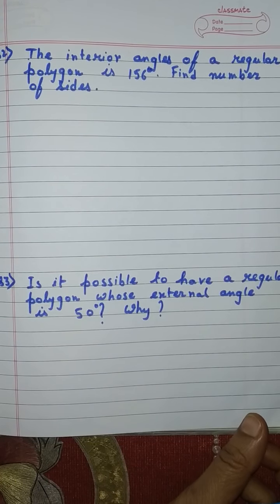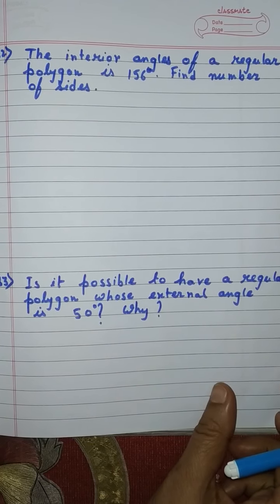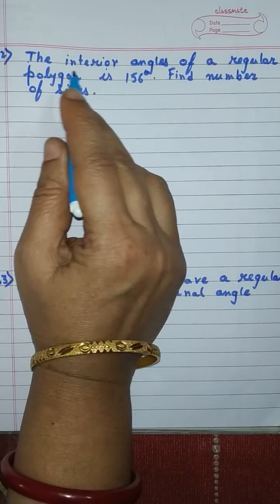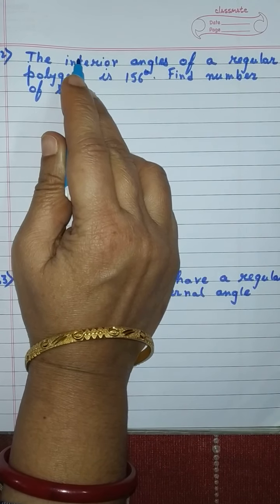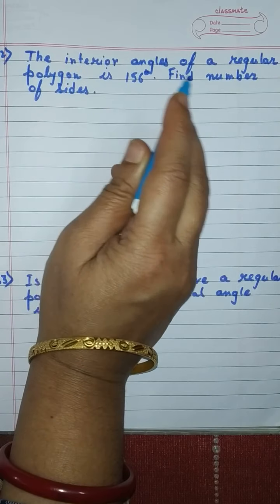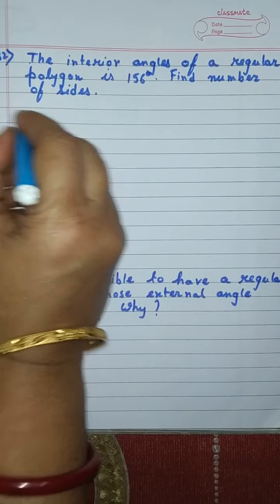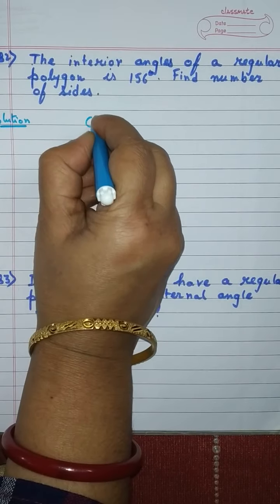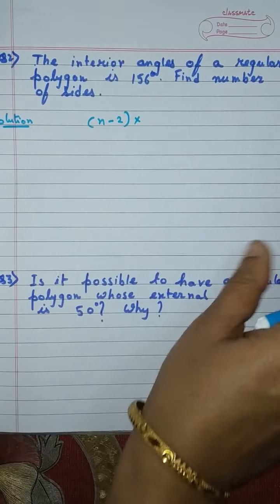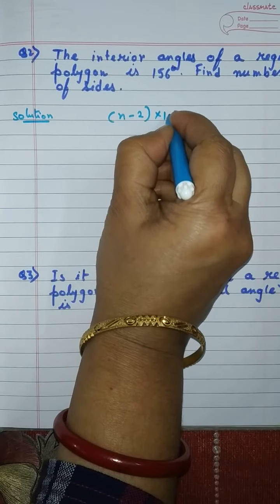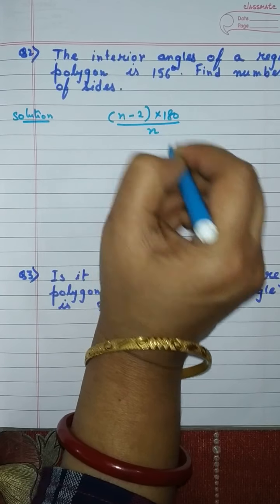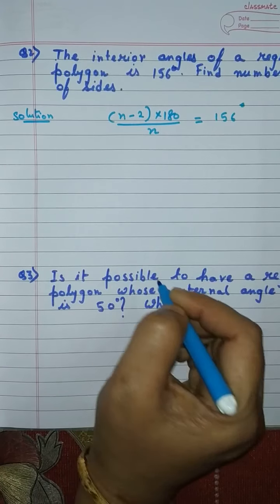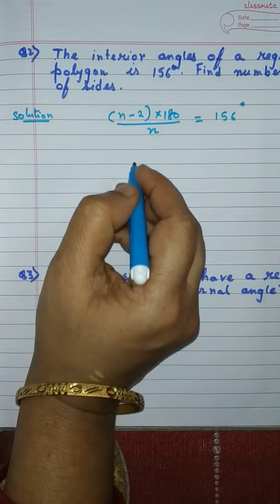Now question number 2. The interior angle of a regular polygon is 156 degrees. Find the number of sides. सिर्फ इंटीरियर एंगल्स है. अगर सम होता तो यहाँ पर सम वर्ड मेंशन रहती. So the interior angle of a regular polygon is 156 degrees. What is the formula? The formula is (n minus 2) into 180 upon n, where n is the number of sides. That is equal to 156 degrees. We are going to find out the value of n.